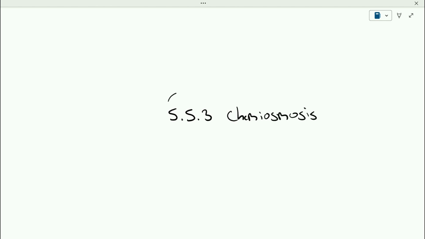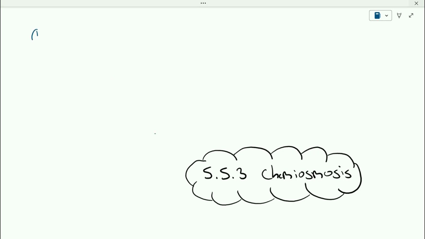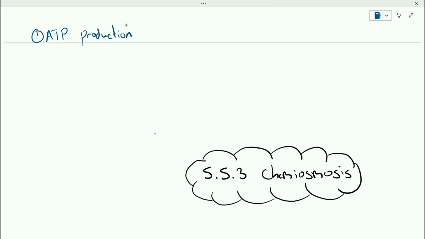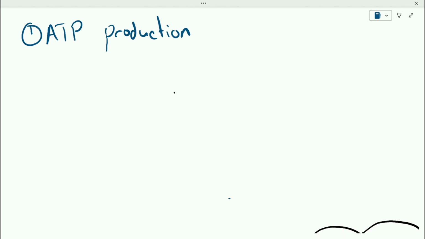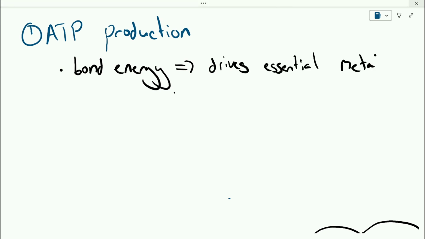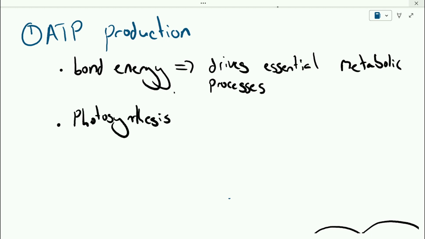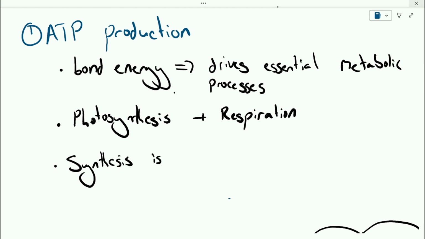This is all of chemiosmosis in 5 minutes. The whole point of chemiosmosis is to synthesize ATP. So ATP is a really important molecule. Its bond energy is used to drive the essential metabolic processes of the body. It is used in photosynthesis and respiration, and therefore chemiosmosis is crucial for our body.